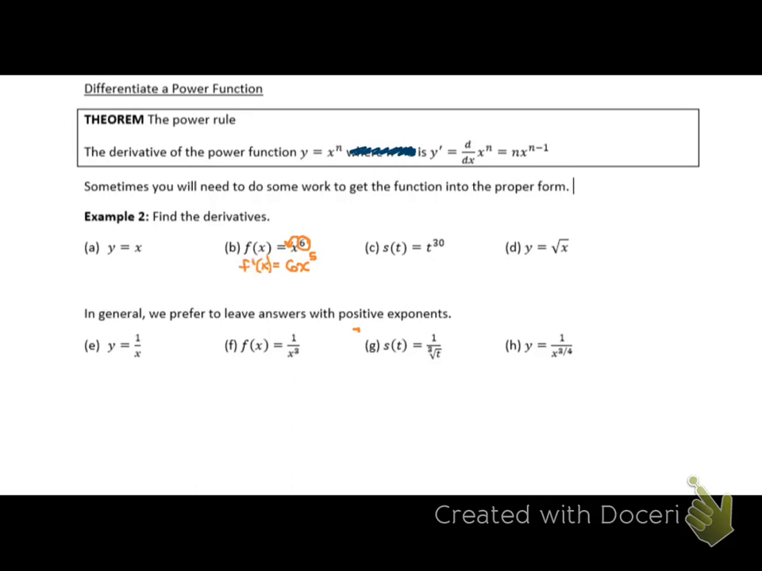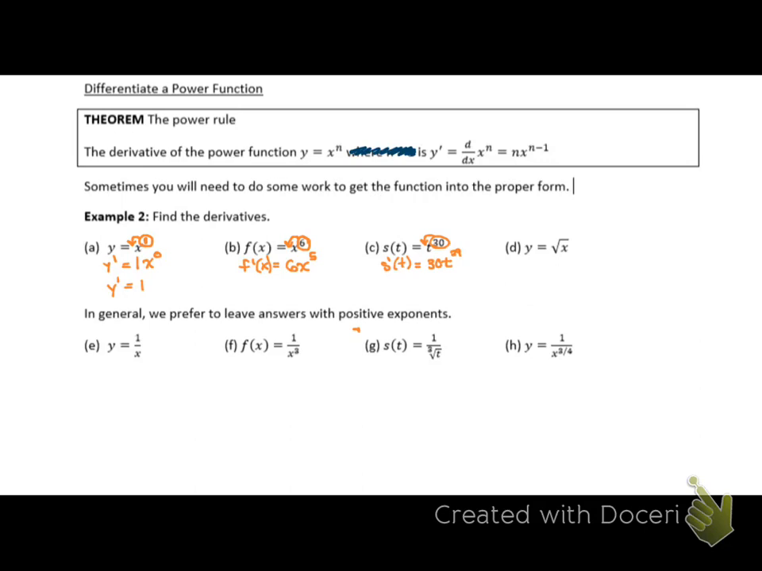Now for example A, your exponent is actually 1. So if you take the 1 and move it to the front, it's still 1, so we get 1x to the 0 power because 1 minus 1 is 0. And anything to the 0 power is just 1, so the answer is 1. For C, we do it again. We take our 30, we bring it to the front, so we get 30t, and 30 minus 1 is 29. So s prime of t is 30t to the 29th power.